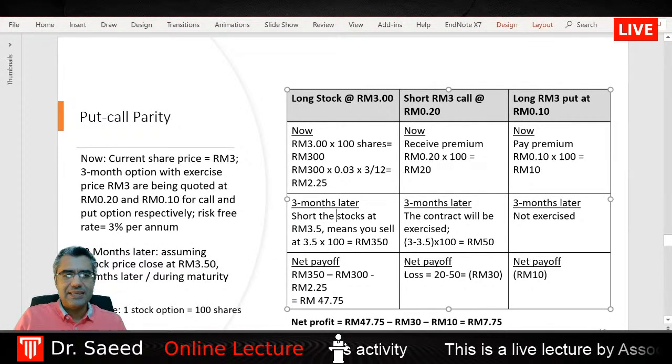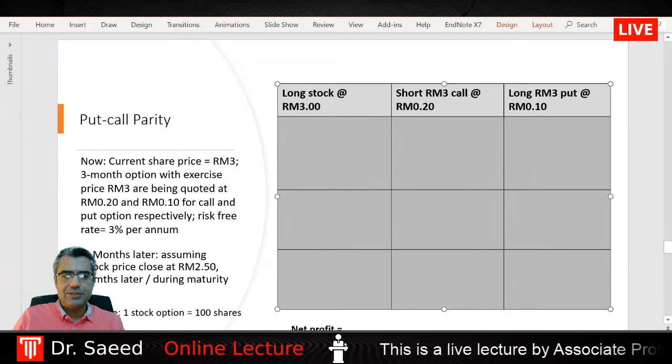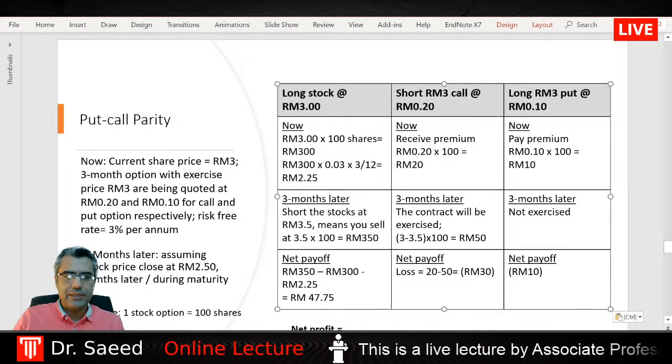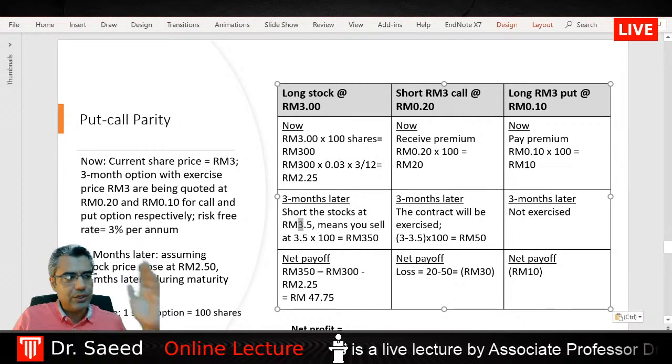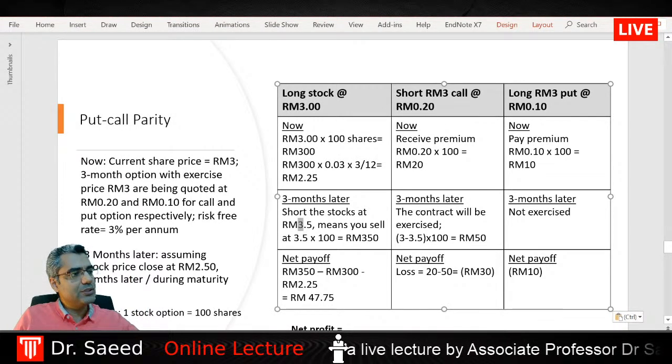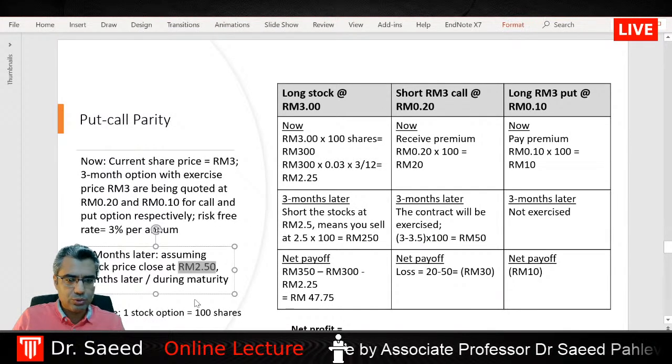We can do the same calculation. So we already, okay, let me copy this. Let's assume that the price dropped to 2.5 ringgit instead of going up to 3.5 ringgit. Suppose the price dropped to 2.5. So I change this to 2.5. You see here the assumption is 2.5 instead of 3.5.